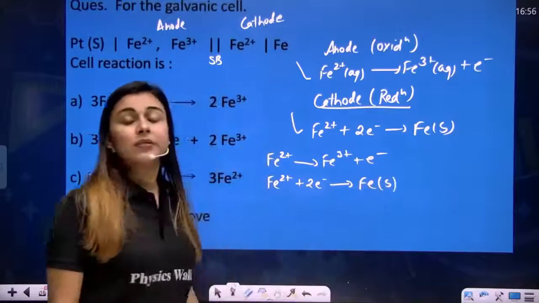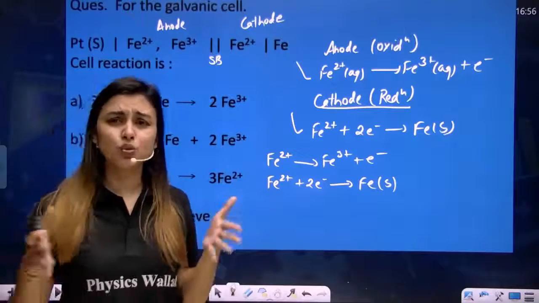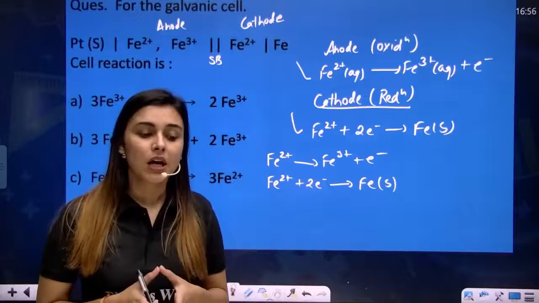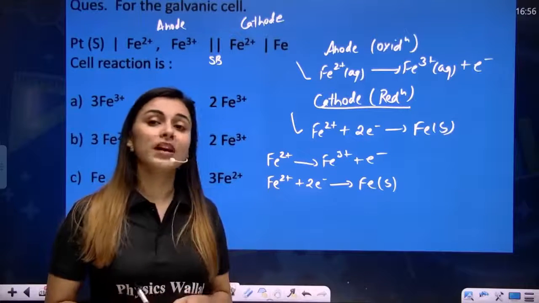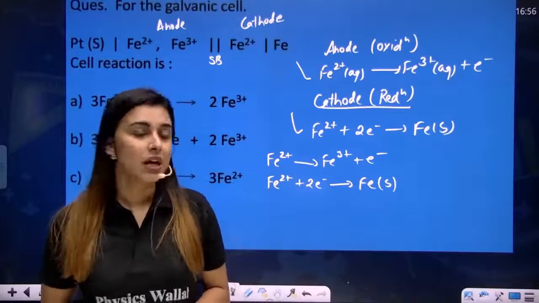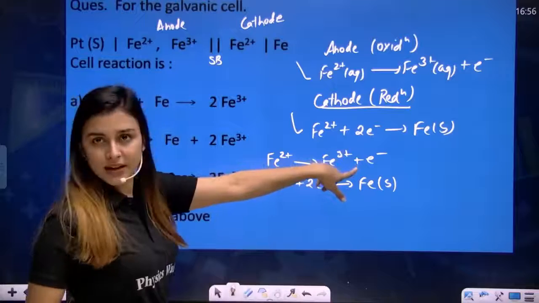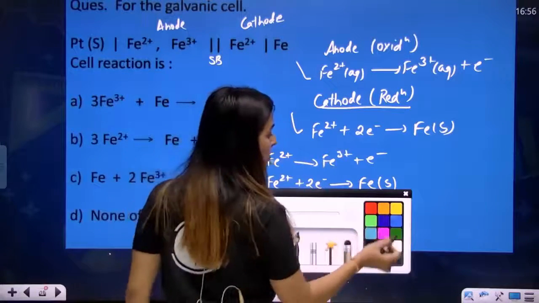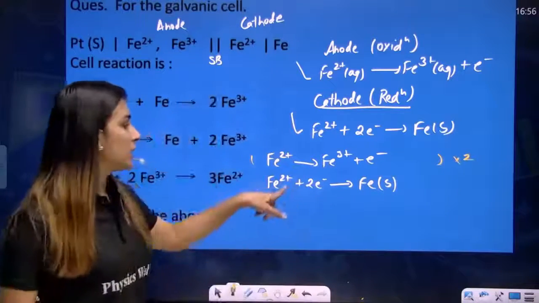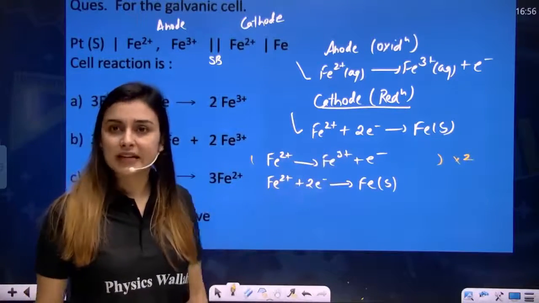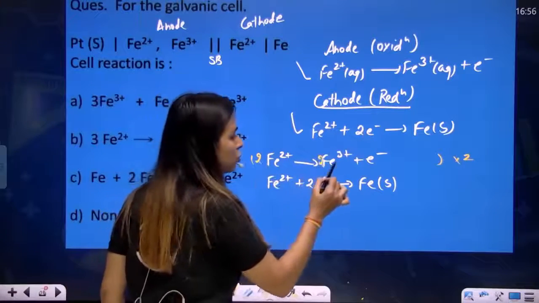Now, the most important thing you need to understand, my dear students, is that whenever you add two cell reactions, cathode and anode, always remember the exchange of electrons should be equal. There should be no electron present in your net cell reaction. If I see here, electrons cannot be cancelled out because here are 2 electrons, here is 1 electron. So you need to multiply this particular reaction by 2 so that you will have two electrons each and they'll get cancelled out. If I multiply this whole reaction by 2, then here 2 will come, here also 2 and here also 2.